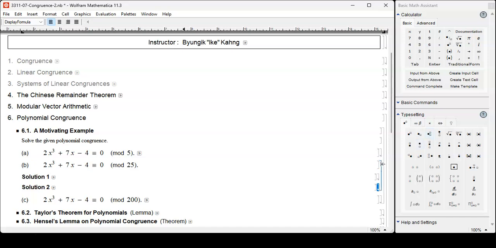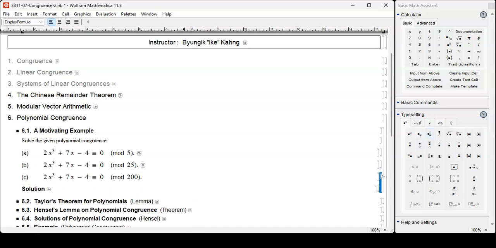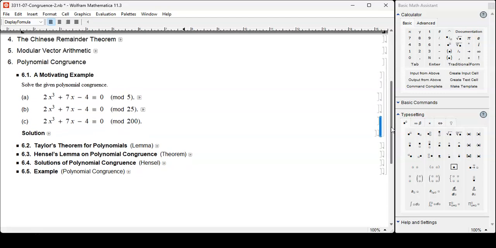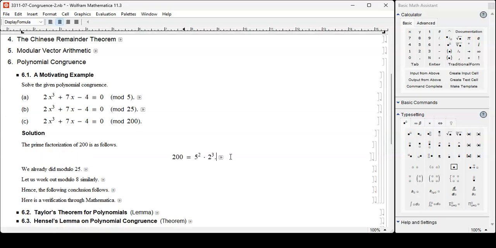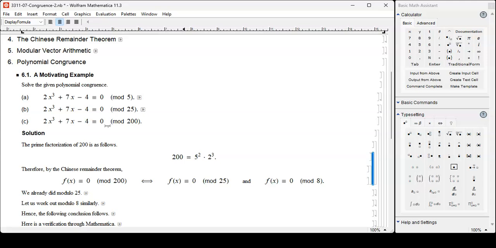Now, can you do the same thing to mod 200? Yeah, you can, but we need a little bit more. 200 is a composite number with multiple prime factors. It can be factored like this: 5 squared times 2 to the third power. So this problem can be separated into these two smaller problems: f of x is congruent to 0 mod 25, and f of x is congruent to 0 mod 8. Thanks to the Chinese remainder theorem.